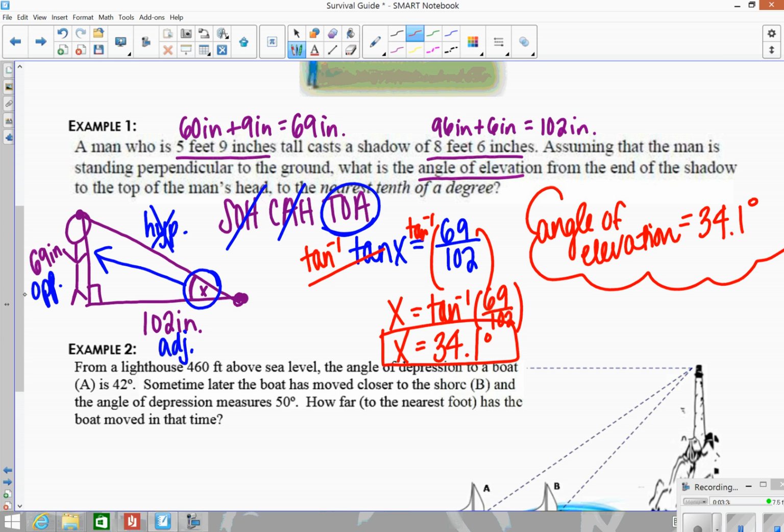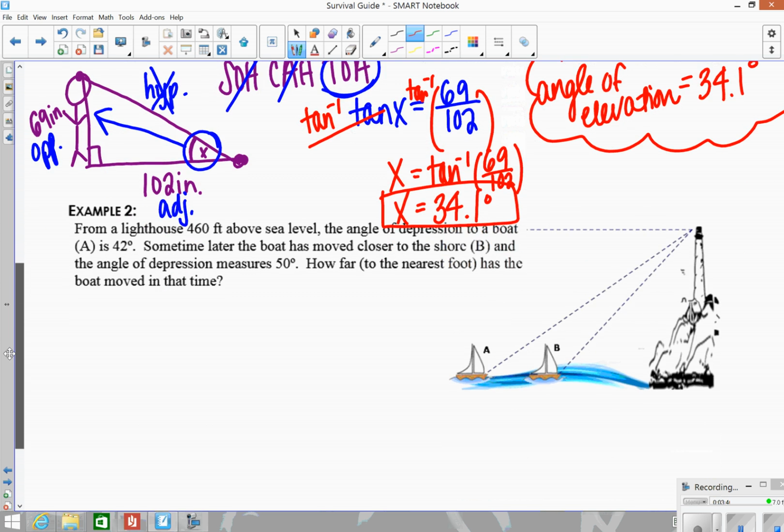So then this next example here is a little bit more complex. So it's talking about a lighthouse that's 460 feet above sea level. So this height right here is going to be 460 feet. And the angle of depression to a boat is, so boat A is 42 degrees. So that means the angle of depression, remember you always measure from the horizontal line. So we're measuring from this horizon or the horizontal line, and we're measuring downward. So this angle right here to see boat A is 42.